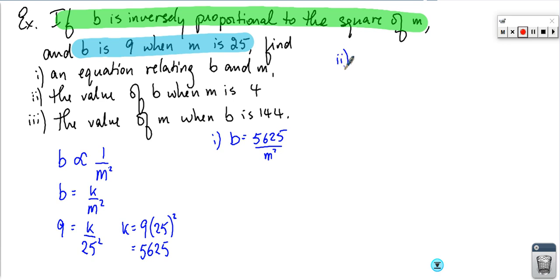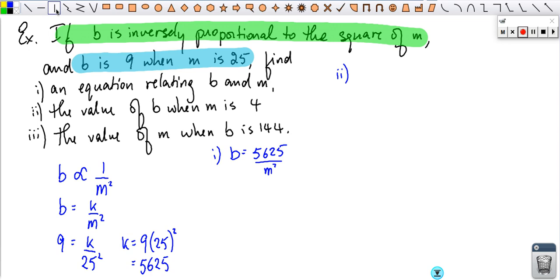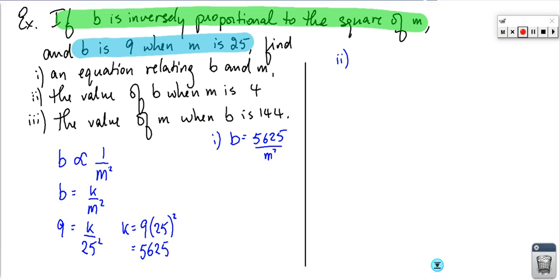So second part, find the value of b when m is 4. So b is 5,625 divided by 4 squared. That gives a result of 351.6.